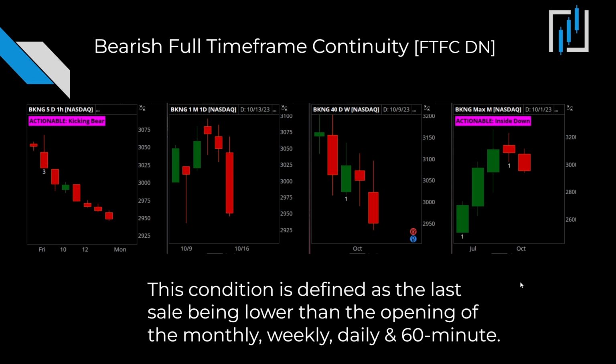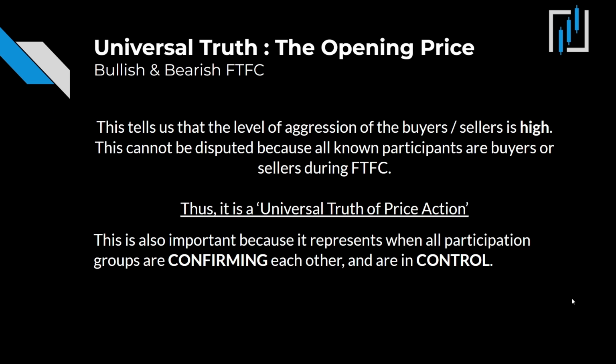We also have bearish full time frame continuity, also known as FTFC down. This condition is defined as the last sale being lower than the opening of the month, week, day, and 60-minute time frames. You'll see inside down month, and then red week, red day, red hour. Anytime this is red, they're all selling. So what this tells us is the level of aggression of buyers or sellers is high. And this cannot be disputed because all known participants are buyers or sellers during full time frame continuity. Thus, it is a universal truth of price action. It is also important because it represents when all participation groups are confirming each other and are in control.